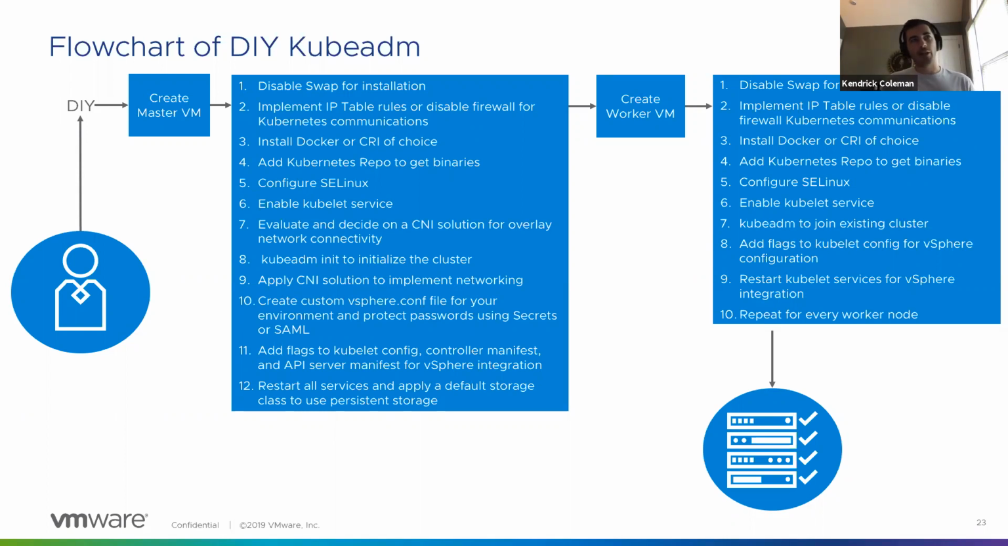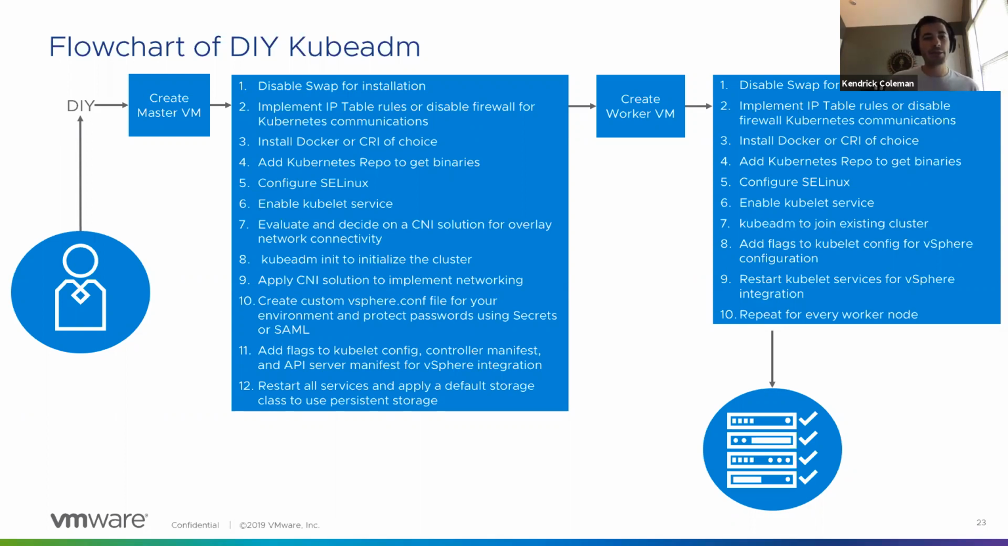I have to install Docker. I have to make sure that the Kubernetes repo is ready to go. I configure SELinux. I enable my kubelet, evaluate which CNI I want to use, and then I finally use kubeadm to build and initialize the master. From there, I have to create a custom vSphere configuration file that has some of my passwords or secrets and how I'm configuring this so it's actually talking to my vSphere environment. Lastly, I restart all the services and apply a default storage class to use persistent storage.